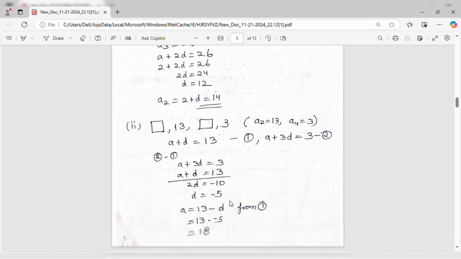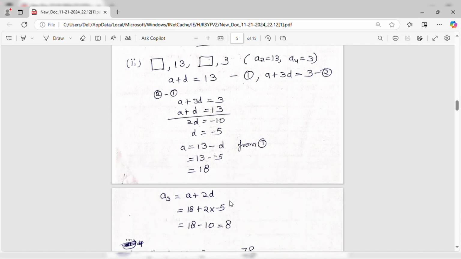In the second part we are asked to find the first term and the third term. Second term and fourth term are given, so we will substitute the values in the same formula A plus N minus 1 into D. A plus D is equal to 13 is the equation for the second term and A plus 3D is equal to 3 is the equation for the fourth term. And after solving both these equations we will get D as minus 5 and A as 18. So the first term is 18 and the third term would be A plus 2D which is 8.